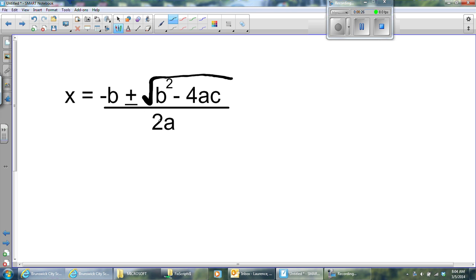all over 2a. X equals negative b plus or minus the square root of b squared minus 4ac all over 2a. Come on, Ellie, sing along.